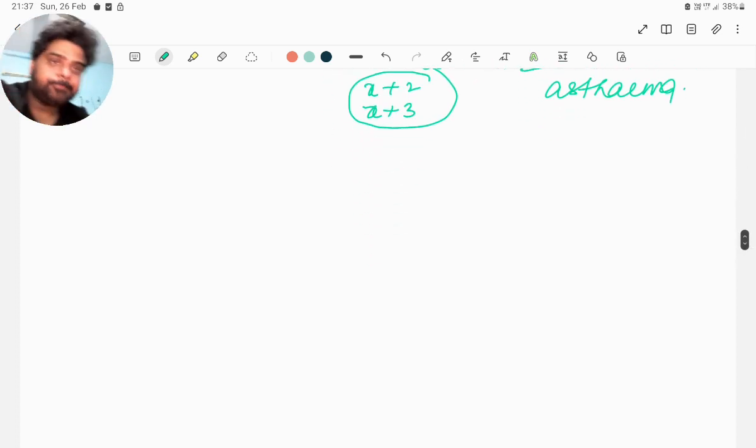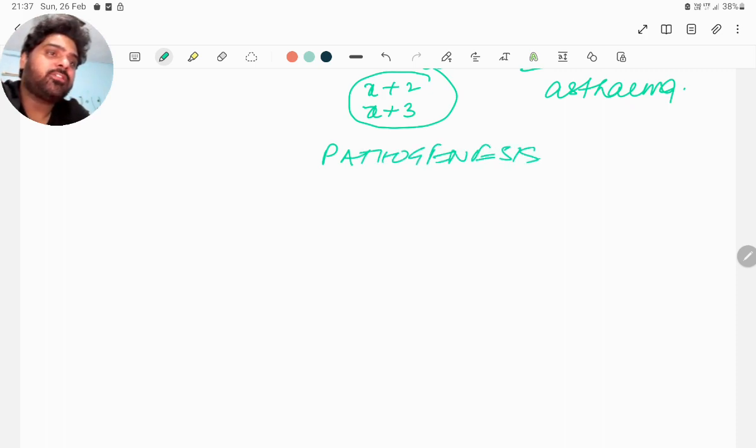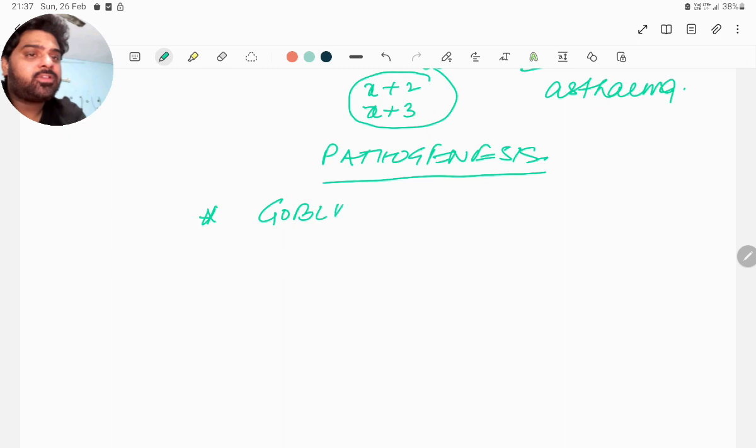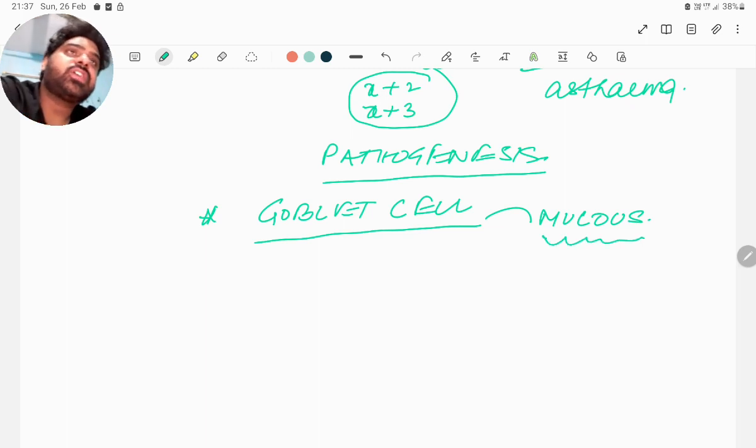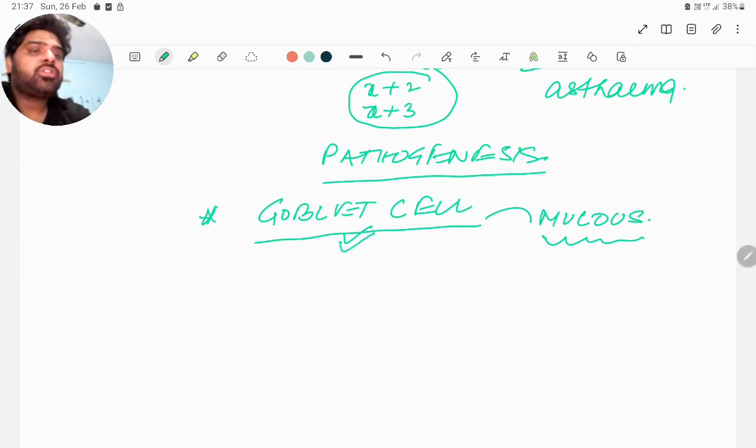Now, coming to the pathogenesis. What is the pathogenesis of COPD? Regarding pathogenesis, first we have to understand the goblet cell. Goblet cells are normally present in the airway, and the main function of the goblet cell is to secrete mucus. They are also present in the small intestine and even in the colon, where they also secrete mucus. Somehow, due to different reasons, for example smoking, exposure to toxins, or alpha 1 antitrypsin deficiency, these goblet cells increase in size and increase in number.